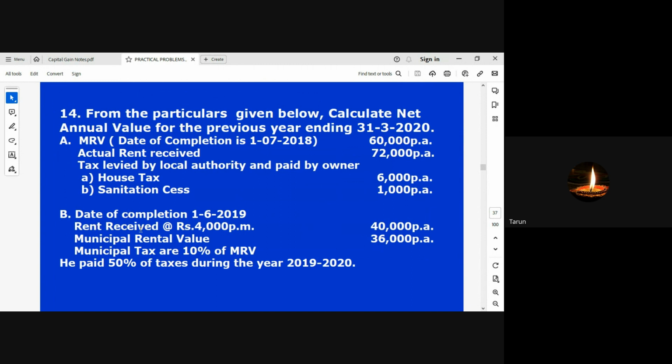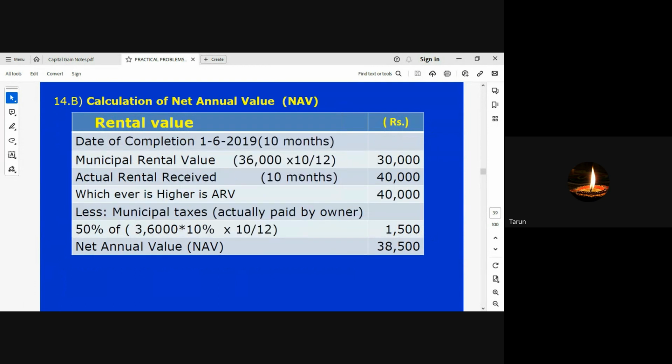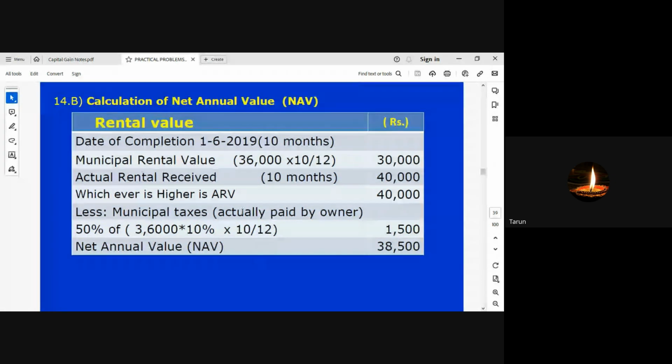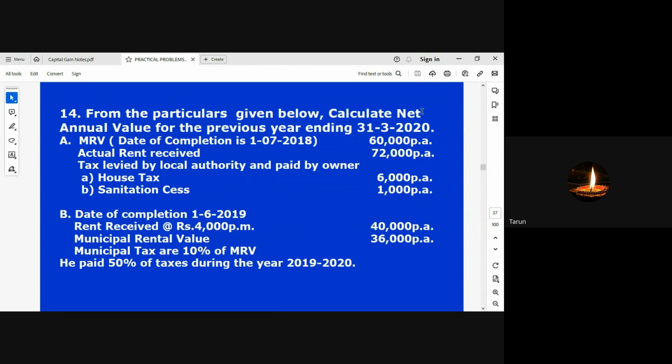The rent received is 4,000 per month. So 4,000 into 10 months is 40,000. Whichever is the higher value is the annual rental value. So 40,000 is the higher value, and that is the annual rental value. Then we have to deduct the taxes, whatever has been mentioned in the question. The taxes are 10% of MRV.